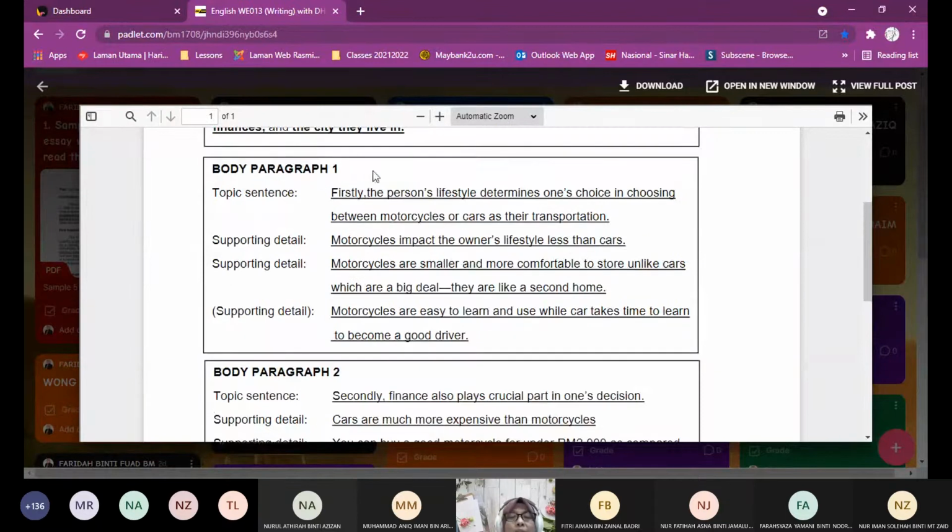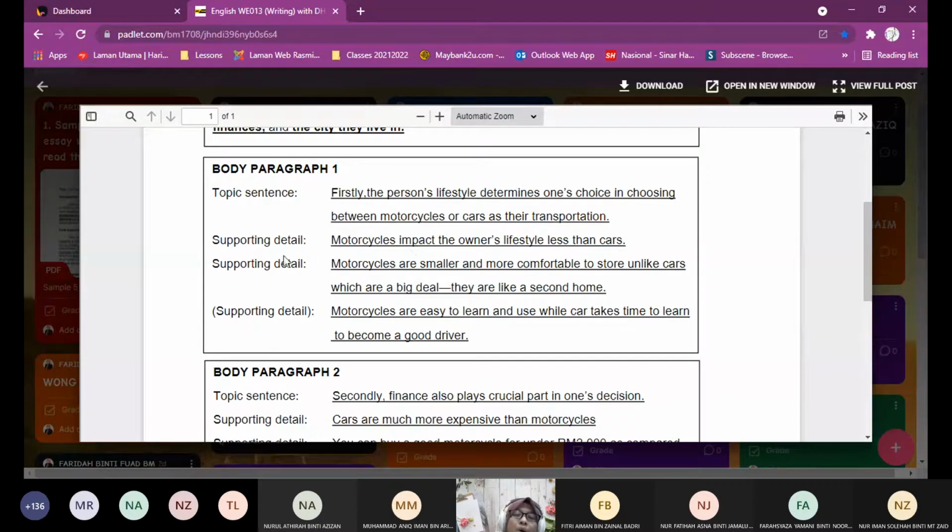Okay, so now we look at body paragraph 1. Topic sentence. The topic sentence is the first sentence in the paragraph, telling the first main point. So you start with a linker, firstly. It's up to you how you want to start the paragraph, but you can use a linker to show that that is the first main point. So firstly, the person's lifestyle determines one's choice in choosing between motorcycles or cars. Okay, right. So this is your opinion.